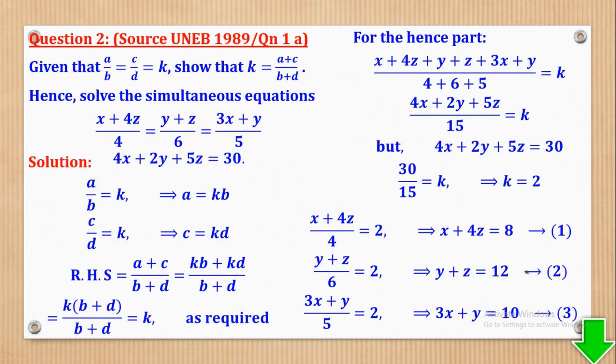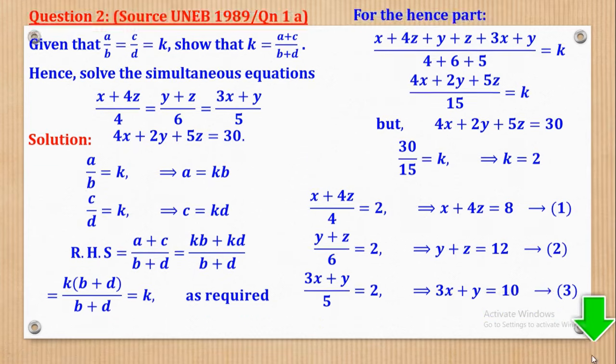So now we have got 3 equations and 3 unknowns. Therefore, we can solve them simultaneously by using either elimination method or substitution method, because the question will not be specific that use this method or that method. It is up to you to choose the one which is easier for you. So equation 2 minus equation 3 will give me z minus 3x equal to 2.